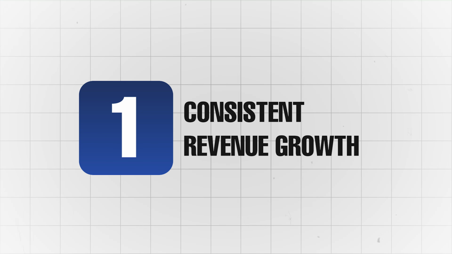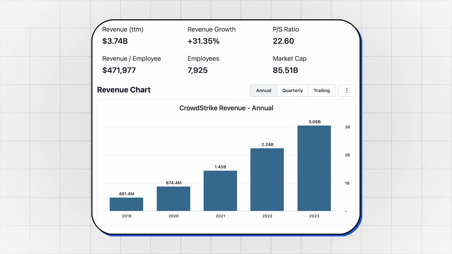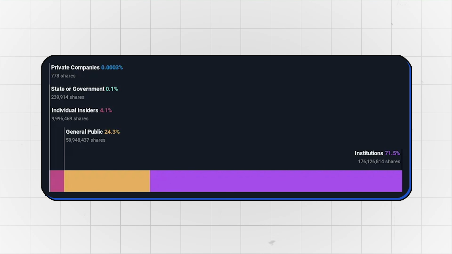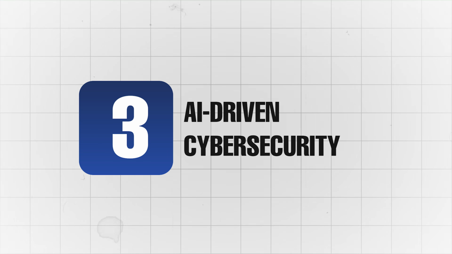Consistent revenue growth. CrowdStrike has been reporting strong earnings, growing its customer base, and increasing market share. Strong institutional backing. Large funds and institutions have also been buying and holding shares, which is a bullish signal. AI-driven cybersecurity. With the rise of AI, CrowdStrike is well positioned as one of the dominant players in security software.